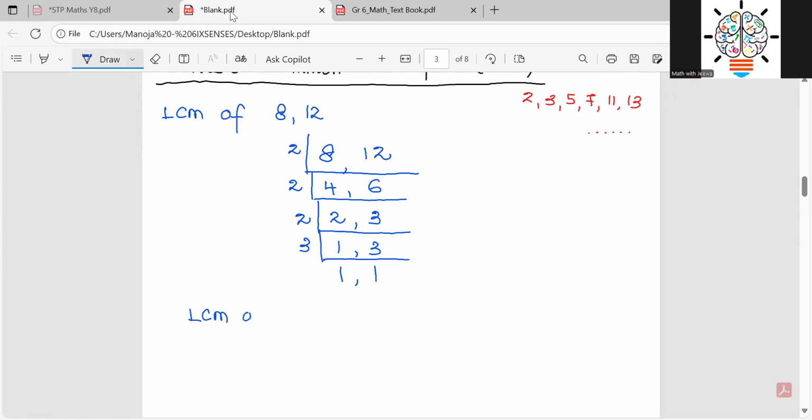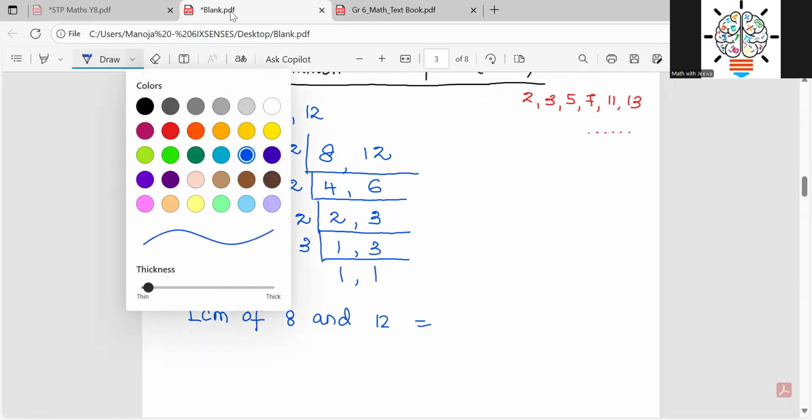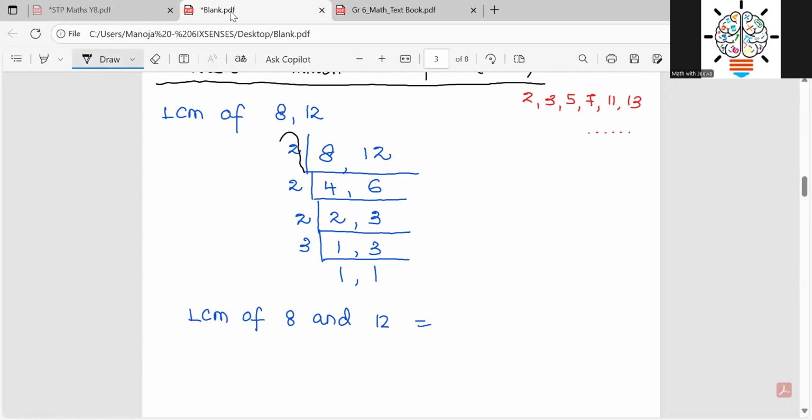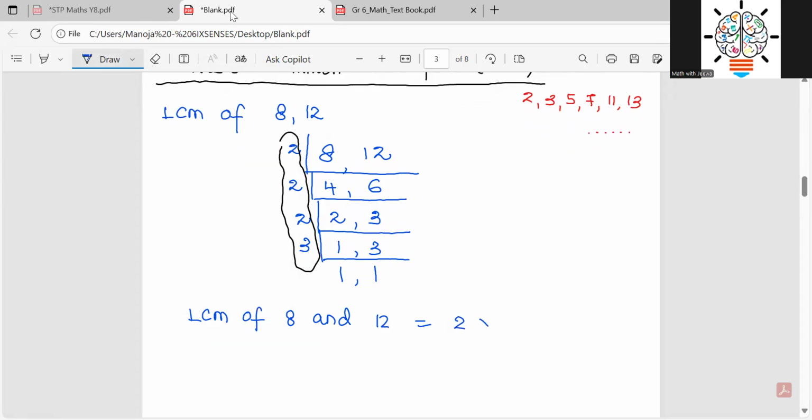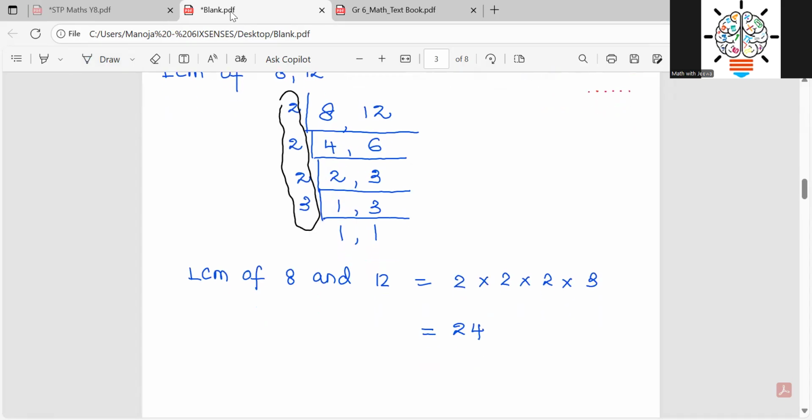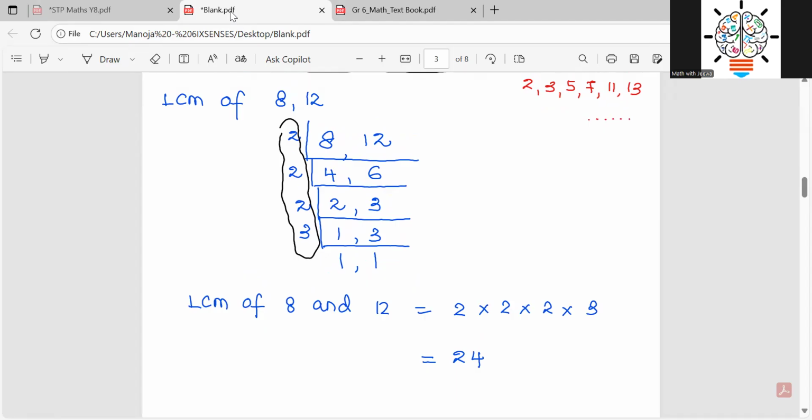LCM of 8 and 12 will be, I take all these numbers and list them down: 2 times 2 times 2 times 3. 2 times 2 is 4, 4 times 2 is 8, 8 times 3 is 24. Now I will show you something. This is the easiest way for me to do in the exam.